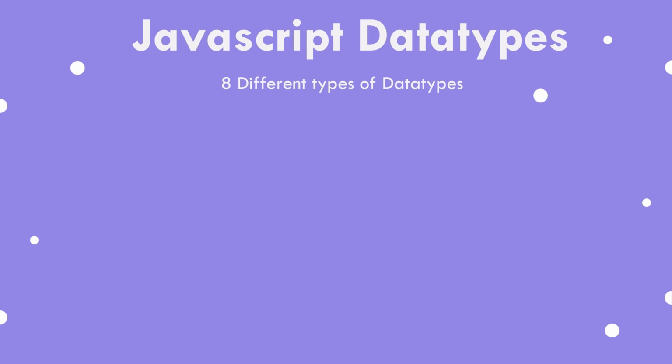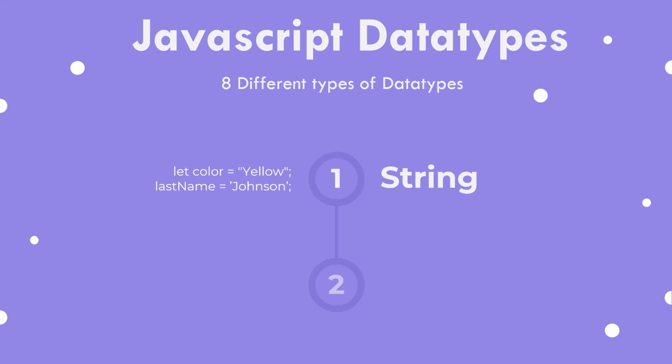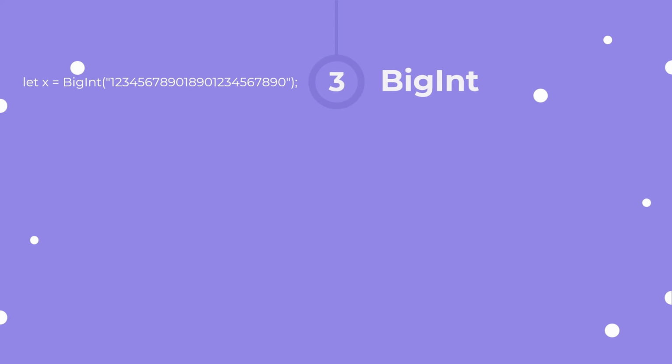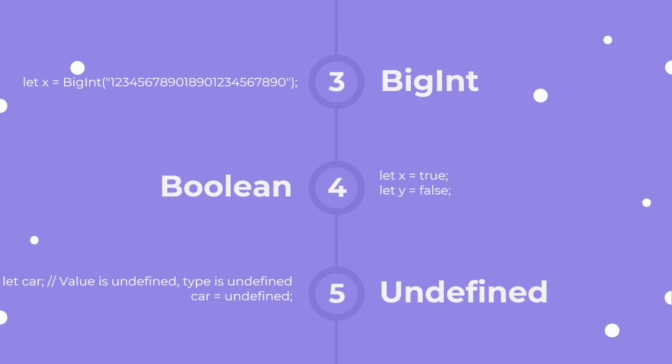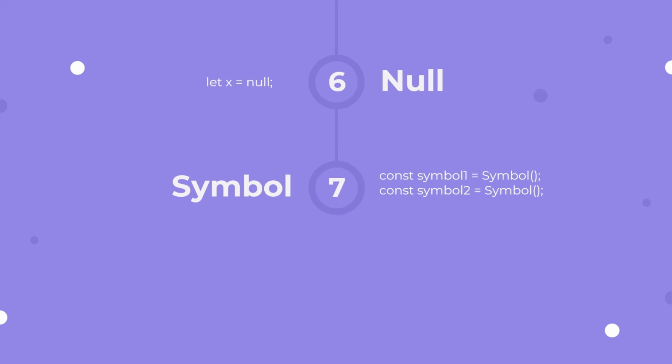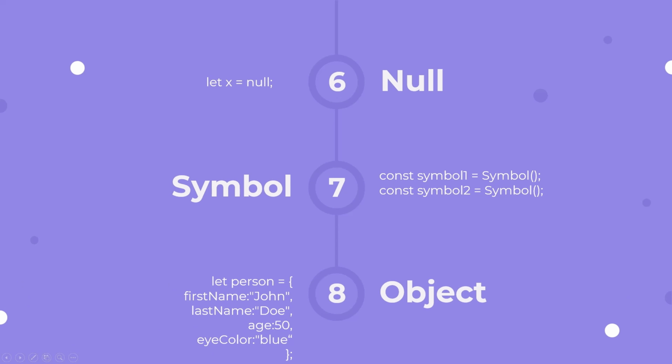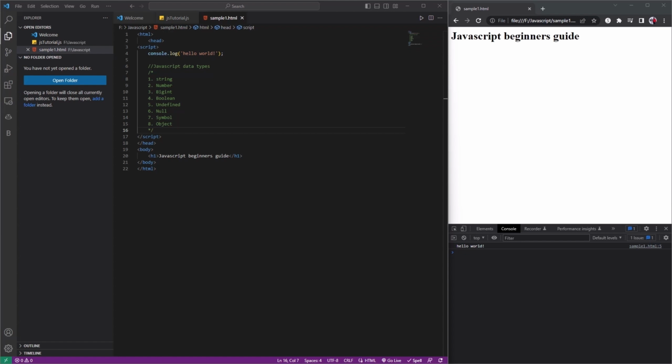Let's talk about JavaScript data types. There are 8 data types in JavaScript. We'll go one by one. 1, string. 2, number. 3, BigInt. 4, boolean. 5, undefined. 6, null. 7, symbol. 8, object. I'll walk you through a couple of examples with each one to understand more about data types.